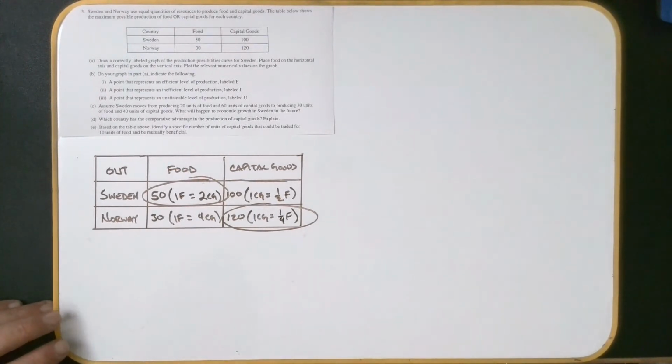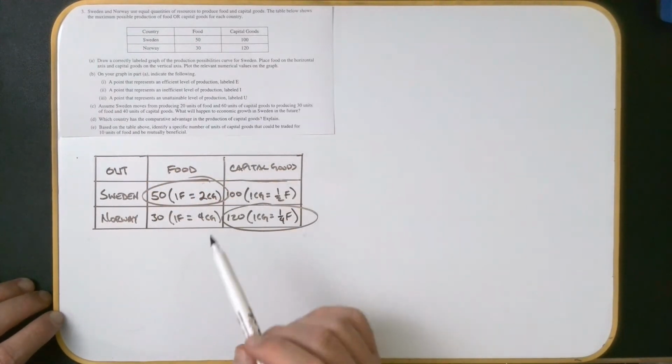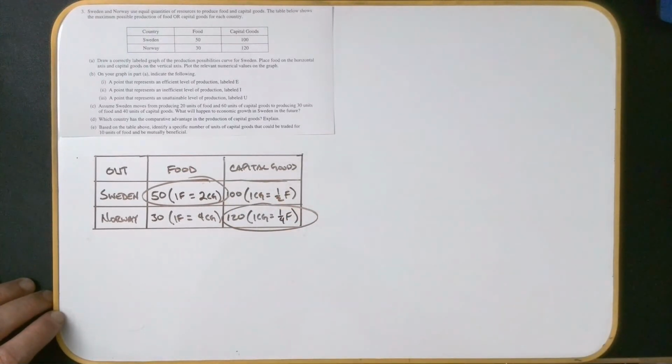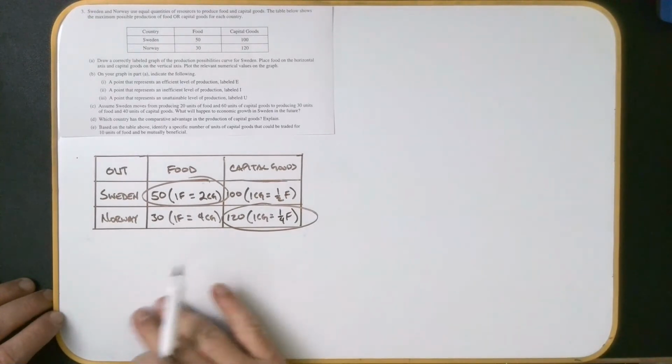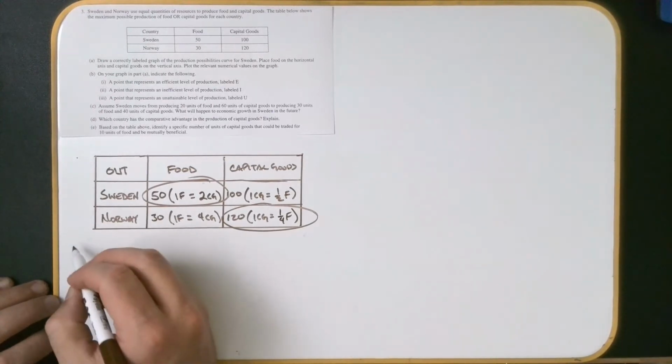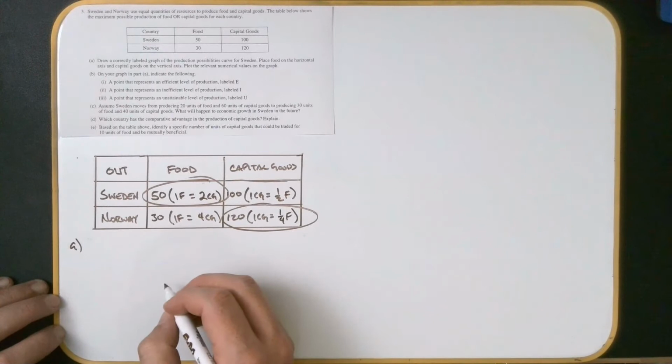All right, so part A says, draw a correctly labeled graph of the production possibilities curve for Sweden. Place food on the horizontal axis, capital goods on the vertical. Plot the relevant numerical values on the graph. Okay, so let's see. I guess we have room to do that here. So let's build that graph.